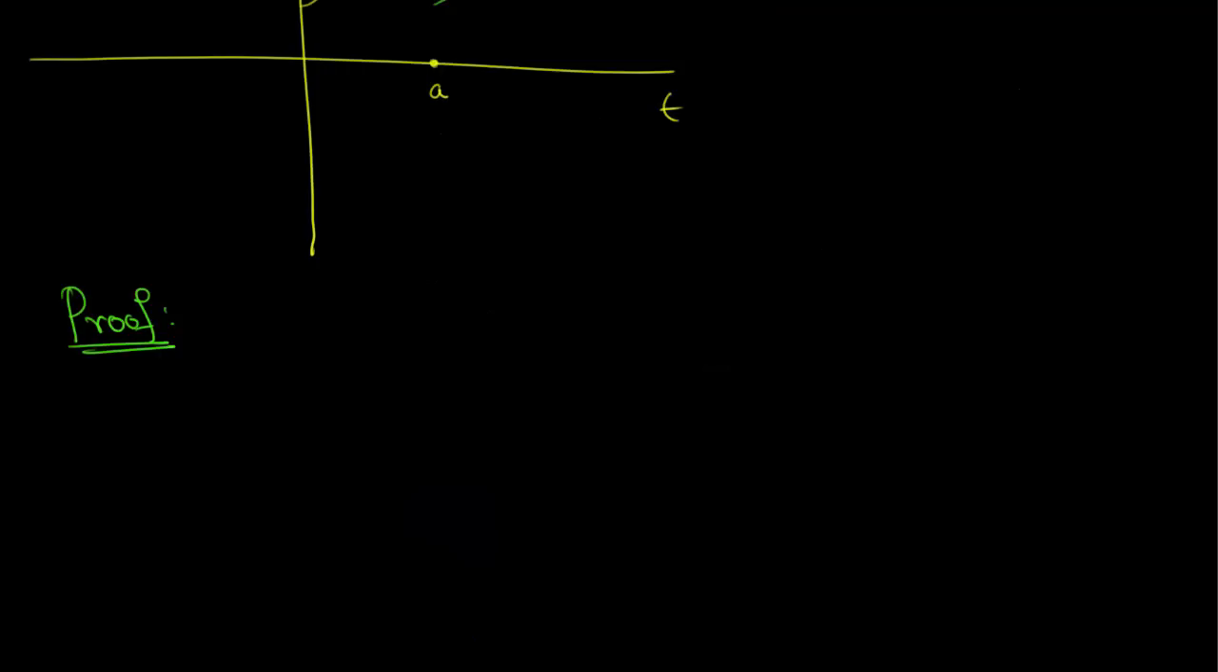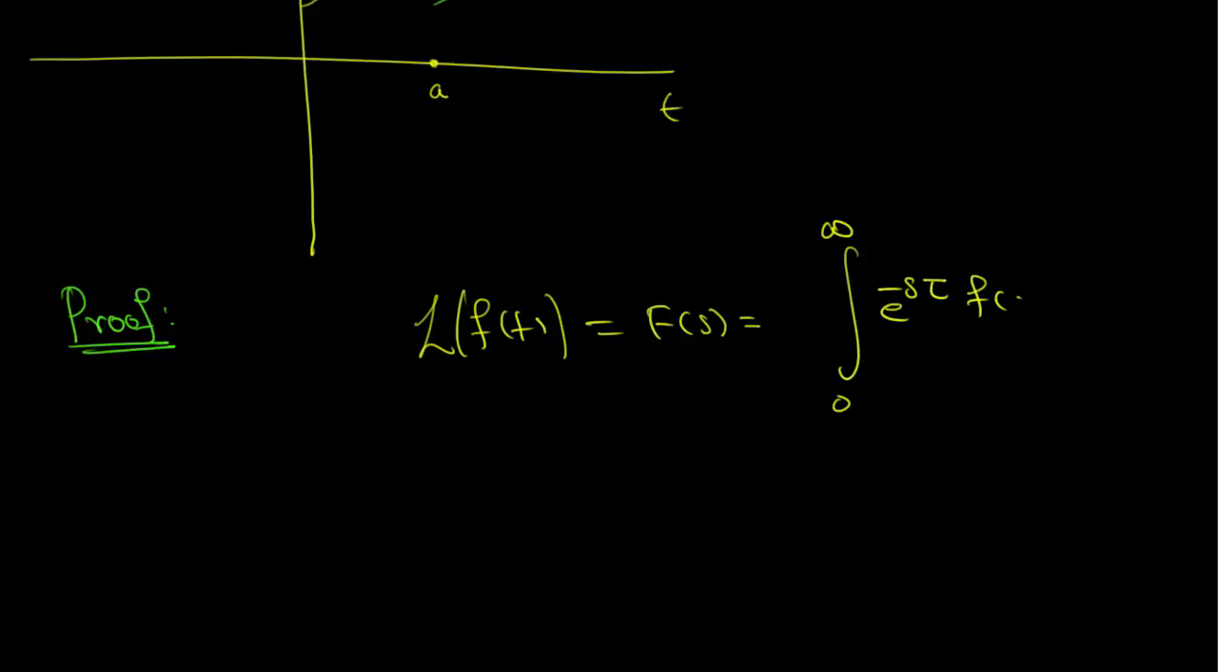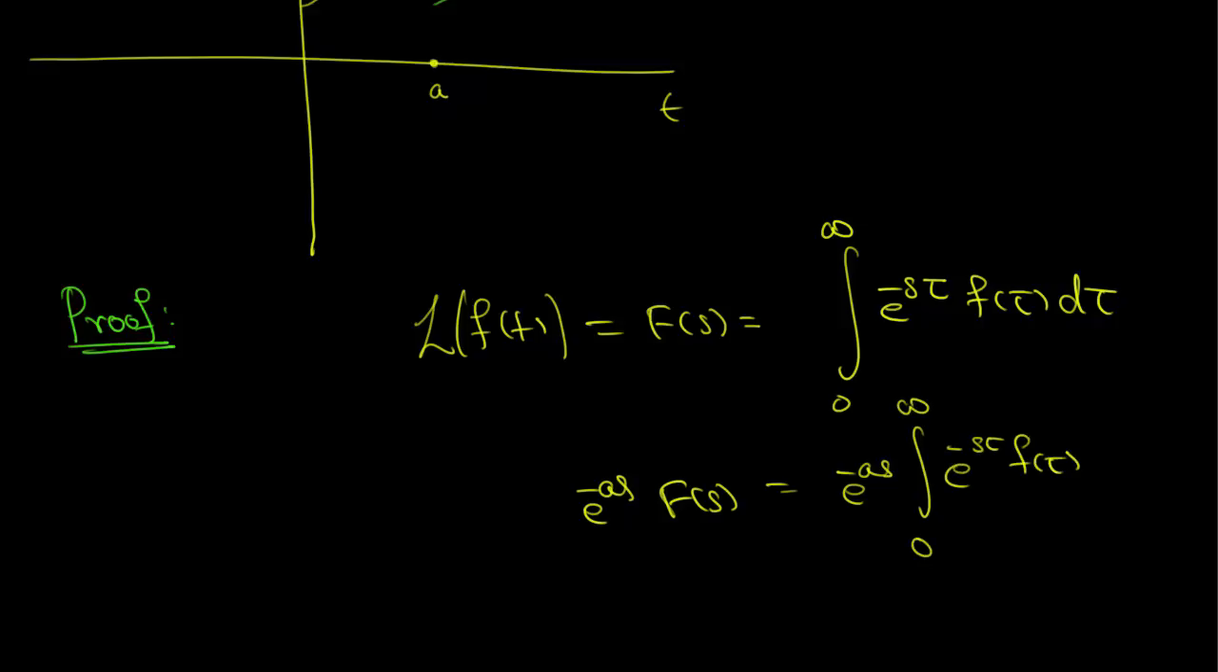Now let us prove the theorem. From the definition of the Laplace transform, we have the Laplace transform of f(t), which is equal to F(s), is given by the integral from 0 to infinity of e to the power of minus s tau f(tau) d tau. So if we multiply with e to the power of minus as on both sides, we have e to the power of minus as times F(s) is e to the power of minus as times the integral 0 to infinity e to the power of minus s tau f(tau) d tau.